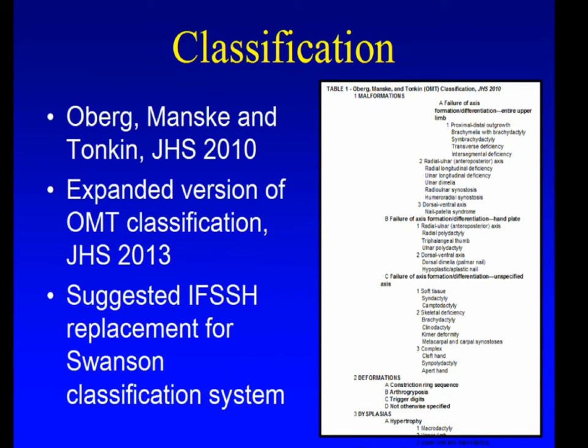In 2010, Oberg, Manske, and Tonkin proposed this alternative system, and it's since been expanded a few times in publications. It's quite extensive. This is just the abbreviated version, but it is currently up for review to be the proposed replacement classification system instead of the Swanson classification system. And this is based on embryology and the development of the growth plate versus the rest of the limb, so that it's a little bit more specific to the mechanism of the actual malformation.